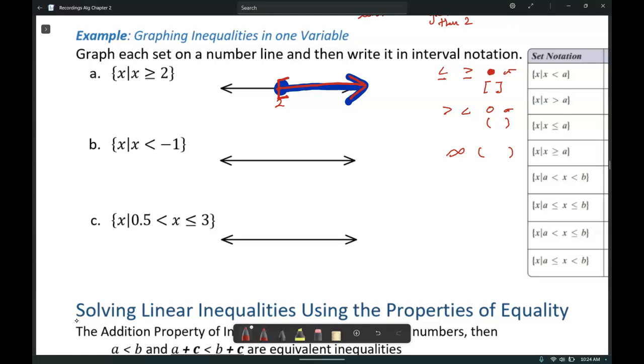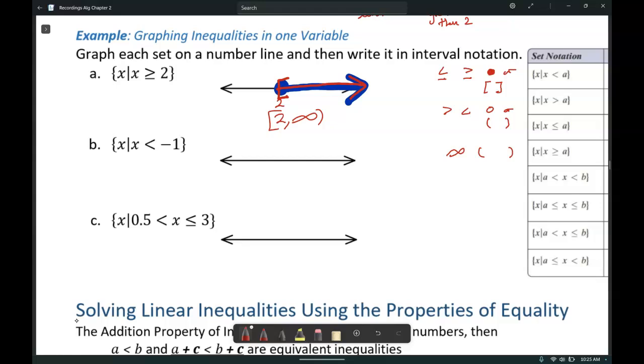So we need to write an interval. We start with the lowest value. In this case, our lowest value is 2. And our graph continues in the positive direction forever without end. And so we use a parentheses on the infinity sign. And because it's the or equal to included, we use a bracket.